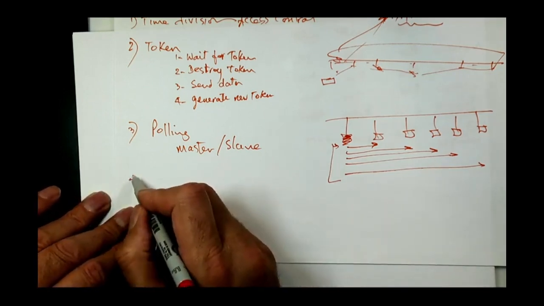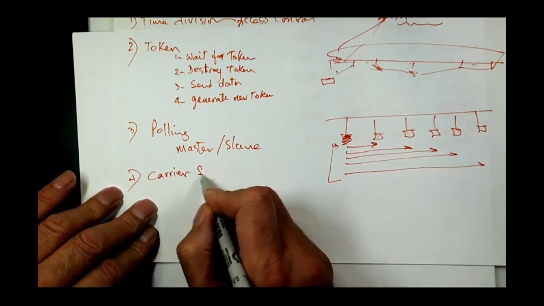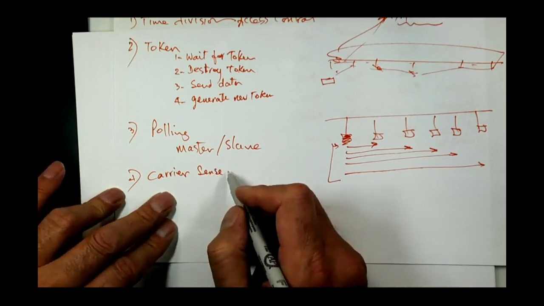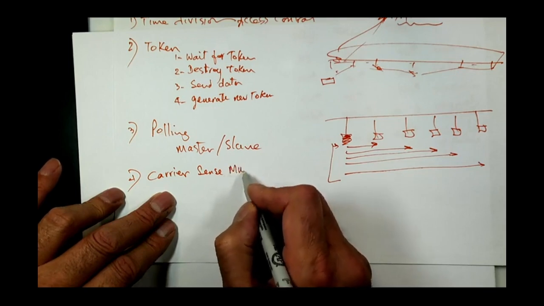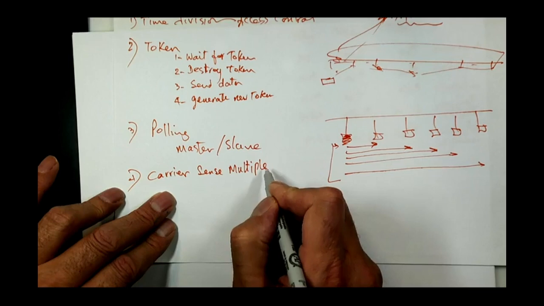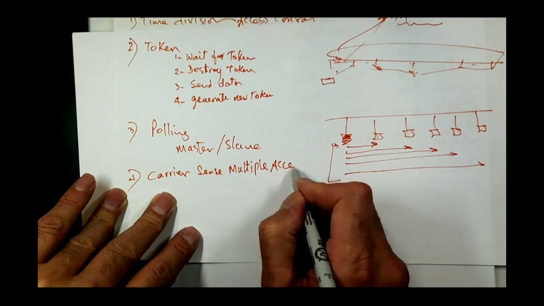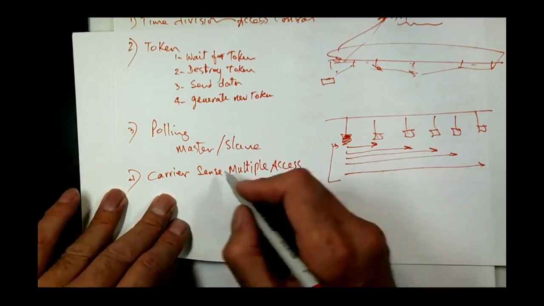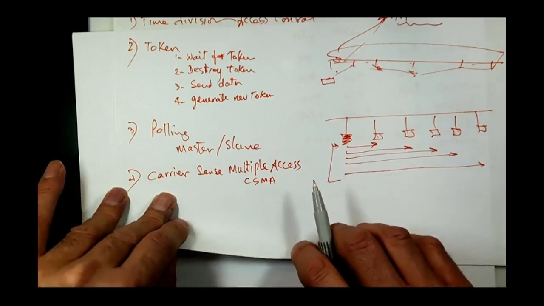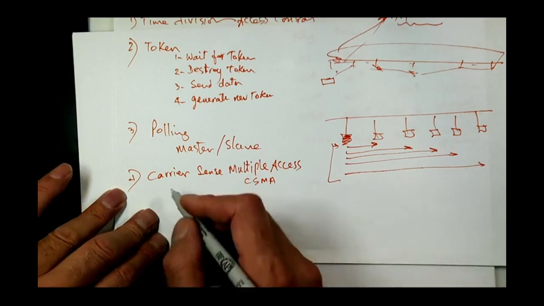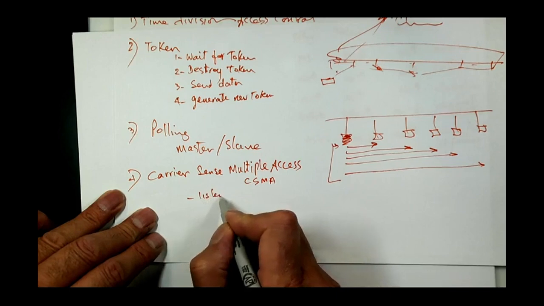Finally, well, not finally, number 4 is carrier sense multiple access, known as the CSMA protocol. This was introduced, and it's a very simple protocol. It says, listen to the channel.